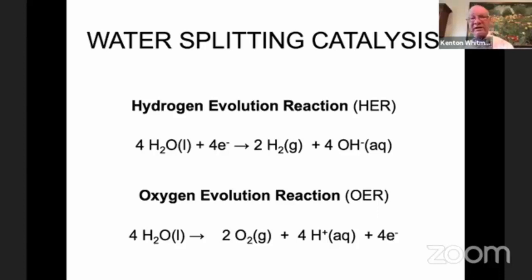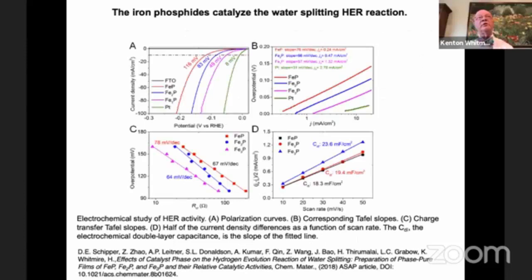When we examine these materials, we actually look at water splitting for both processes, and we can look at that individually. We do these in electrochemical cells. So these are electrocatalytic reactions. But these metal phosphides will catalyze the water splitting reaction. And in this particular study, we examined FeP, Fe2P, and Fe3P and compared them to platinum.